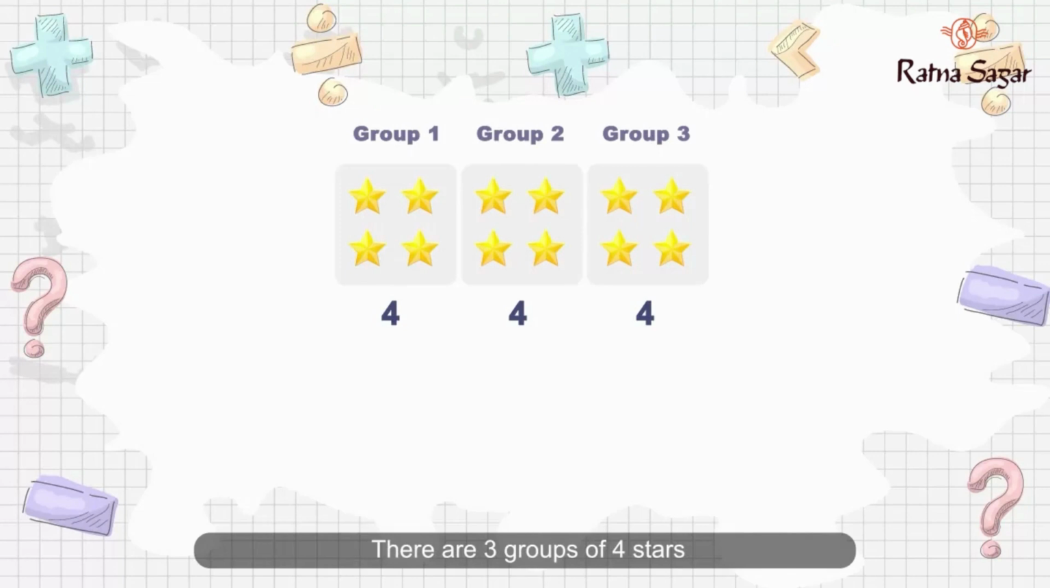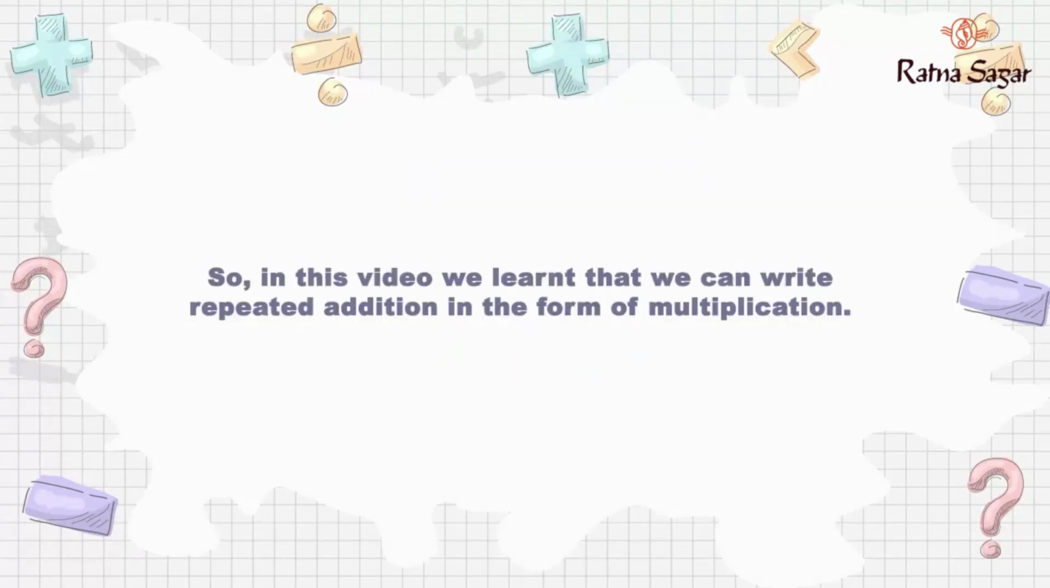There are 3 groups of 4 stars, so we can repeatedly add number 4 3 times as 4 plus 4 plus 4, which is equal to 12, or 3 times 4 is equal to 12. This is multiplication fact. So, in this video we learned that we can write repeated addition in the form of multiplication.